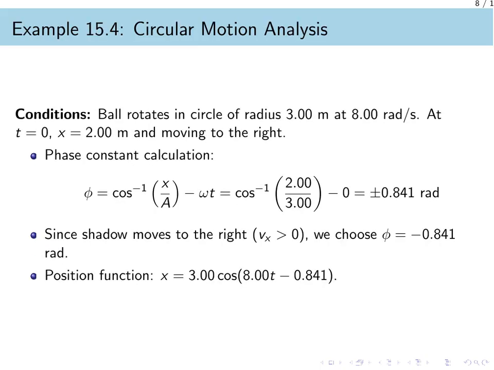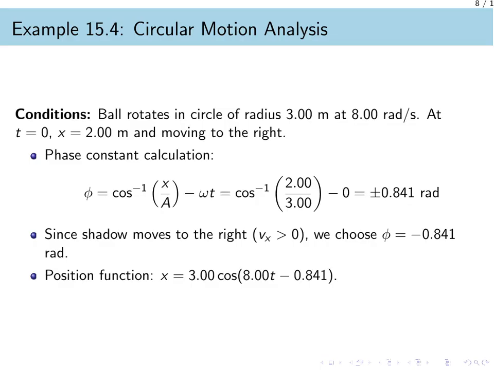Let us look at a numerical example to see how this works in practice. Suppose a ball rotates in a circle with a radius of 3 meters at a constant angular speed of 8 radians per second. At the start, or time 0, the shadow is at a position of 2 meters and is moving to the right.